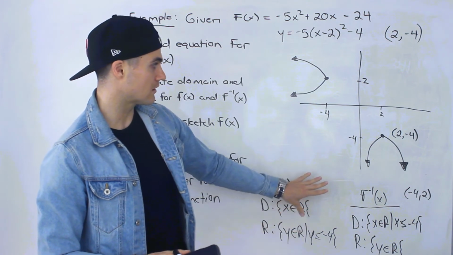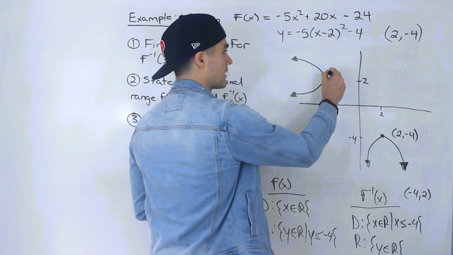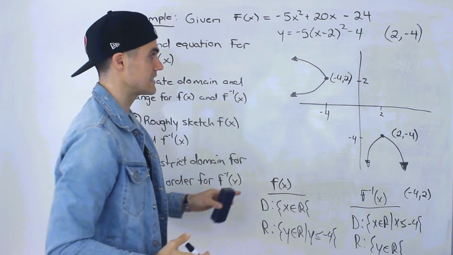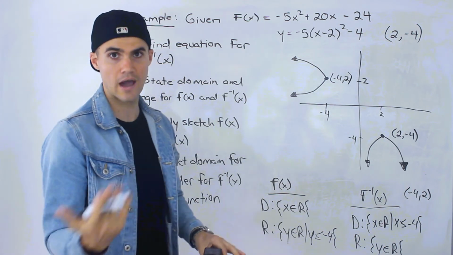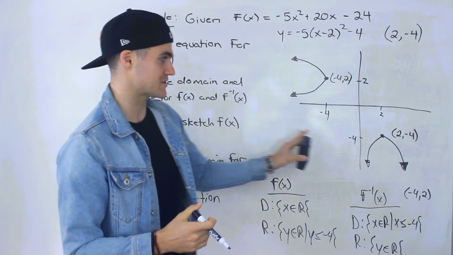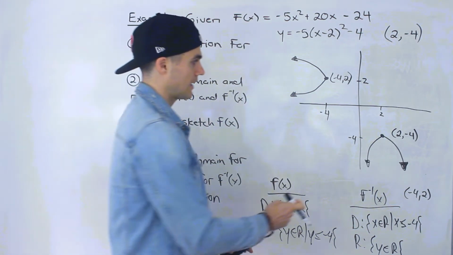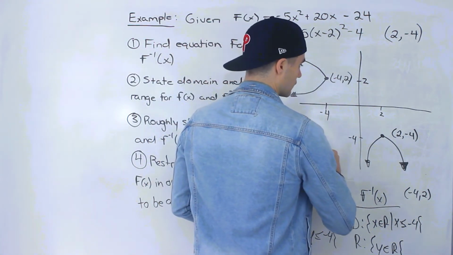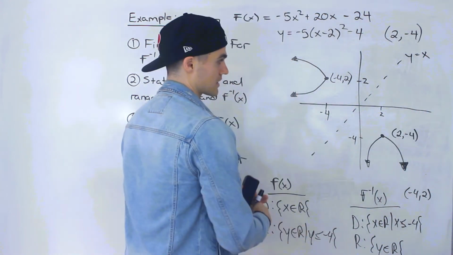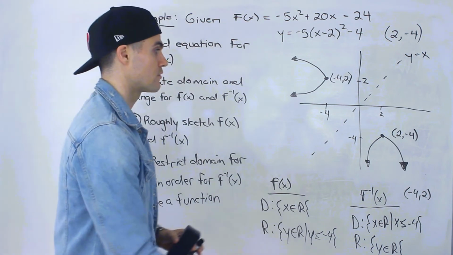And then from there, knowing this vertex, I know this vertex is going to be -4 and 2, and I can just sort of play around and see how the inverse is going to look without a table of values. Again, maybe not as precise as with a table of values, but a lot quicker in my opinion. And notice that this and this are reflections of each other over the line y equals x. If we take this and reflect it over this line, we'd end up with that right there.